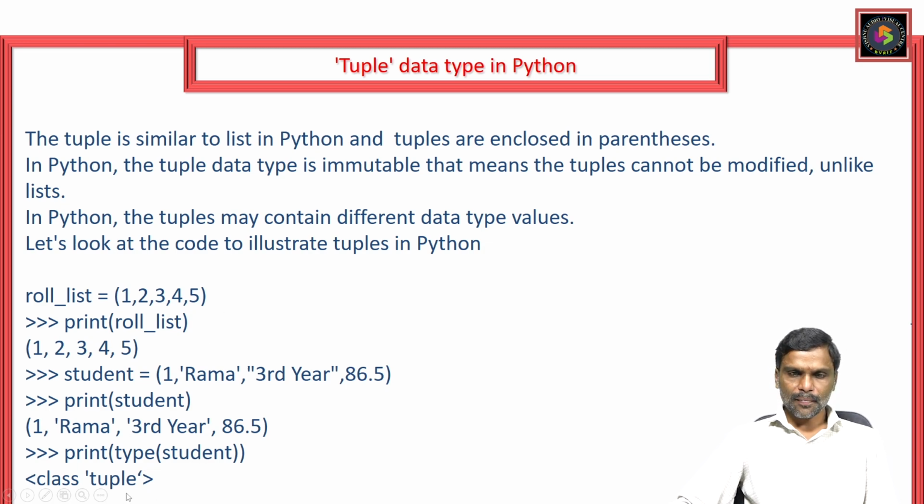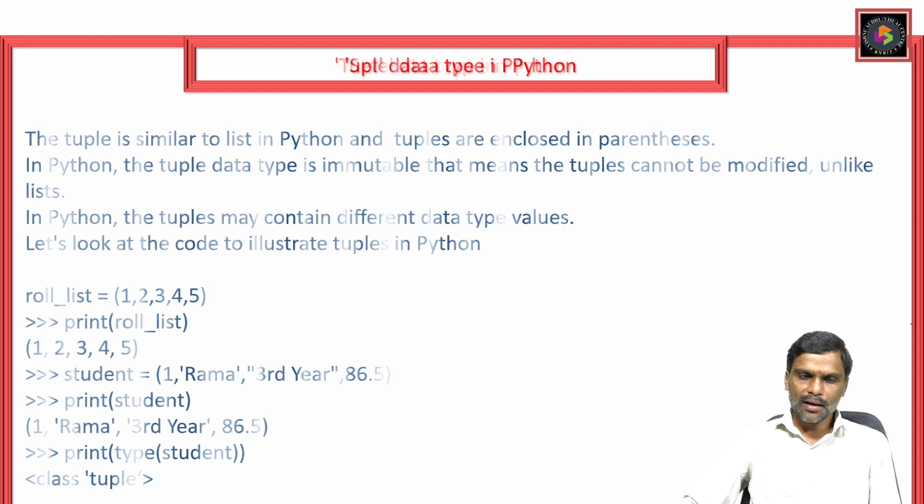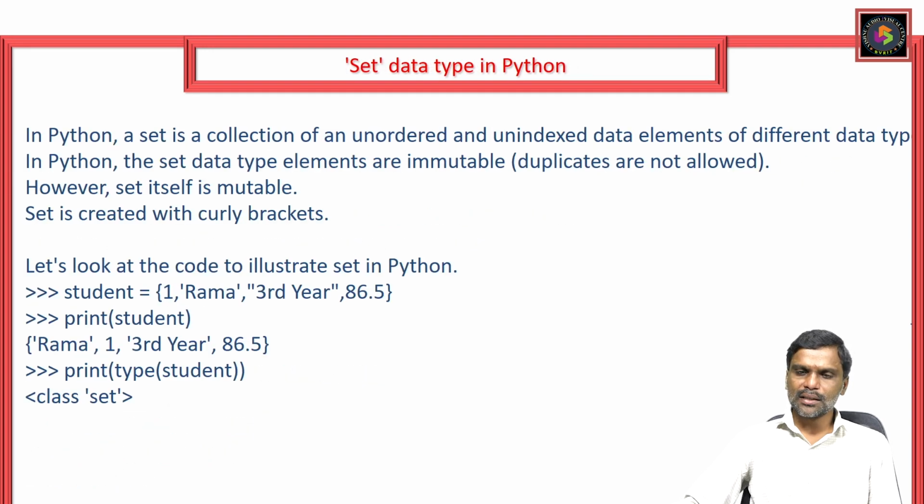Then next, another type of data type is set. Set is a collection of unordered, unindexed elements of different data types. In the Python set data type, elements are immutable. Duplicates are not allowed here. Set is created with curly braces. So list we represented with square brackets, tuples with parentheses, and here it will be curly braces. Here again student, the same example I took. Print student, you will get all the outputs. Then type of student means set. Only the representation is different here.